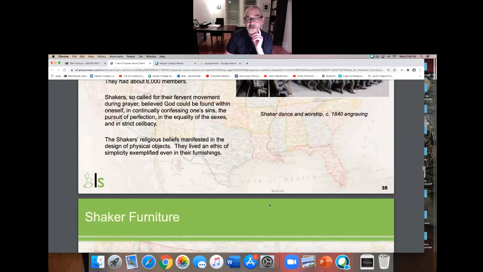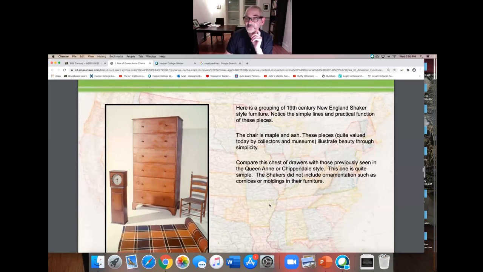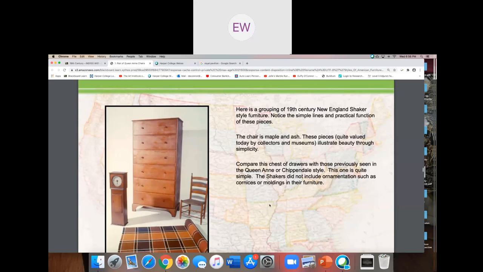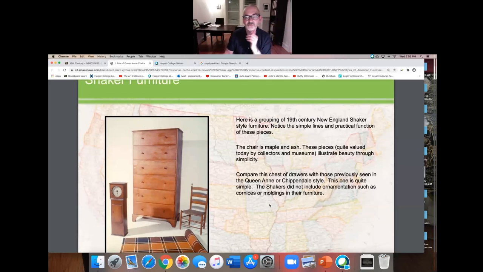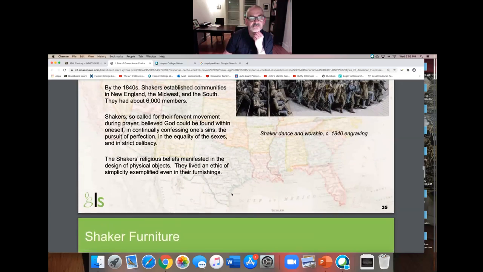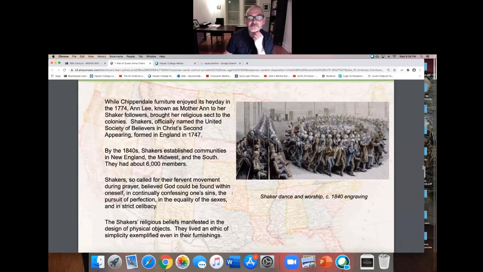You may have heard of Shaker furniture. Have any of you heard of Shaker furniture? Yes. And you maybe know that the Shakers were a split-off group from Christianity. I guess they held themselves separate. They originally came from England.